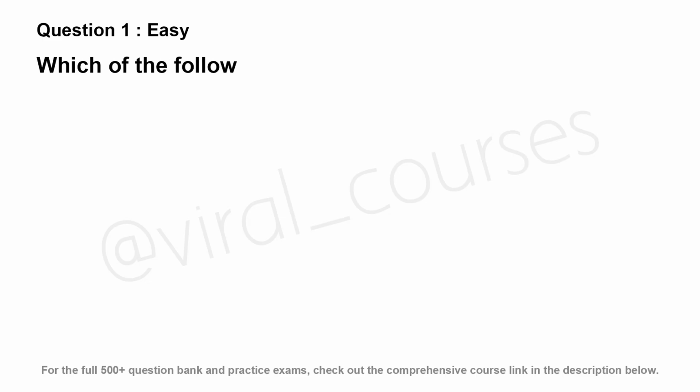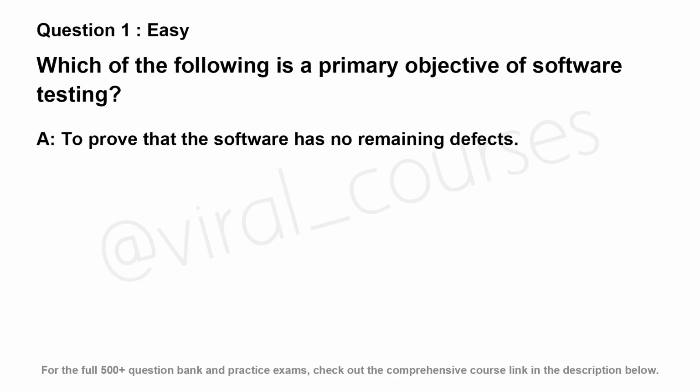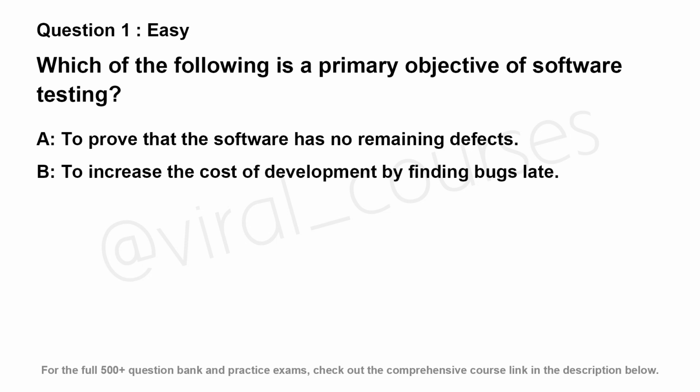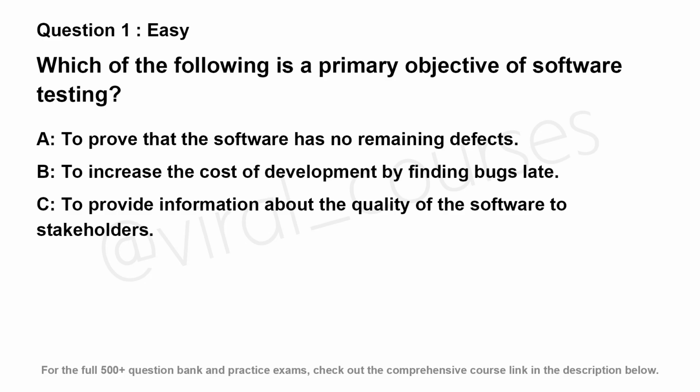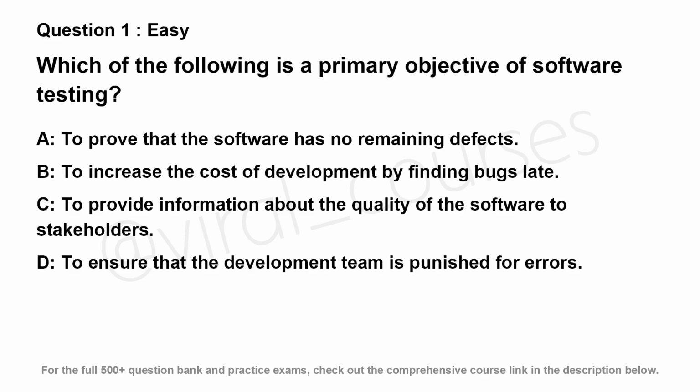Which of the following is a primary objective of software testing? Option A. To prove that the software has no remaining defects. Option B. To increase the cost of development by finding bugs late. Option C. To provide information about the quality of the software to stakeholders. Option D. To ensure that the development team is punished for errors.